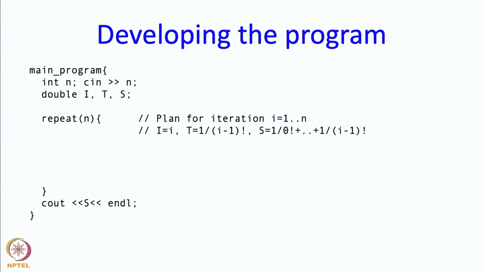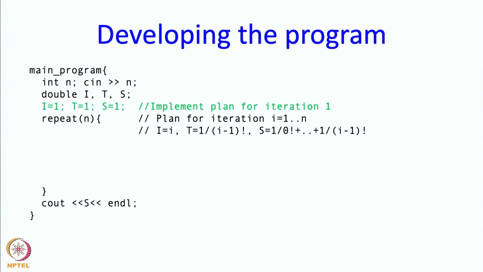So what we really need to do is to make sure that the plan that we have written down can be realized. So let's talk about the first iteration itself. Can we make sure that the values of I, T and S are as we have asked for? So for example, in the first iteration, that is little i equal to 1, we want capital I also to be little i, or we want capital I to be 1. Likewise, we want T to be 1 over i minus 1 factorial, or 1 over 1 minus 1 factorial, or 1 over 0 factorial, or 1 again. And S must be the 0 term of this series, so it is also desirable to have S equal 1.